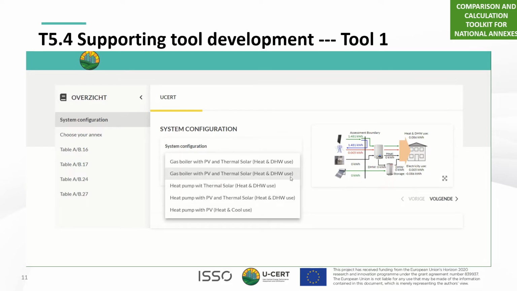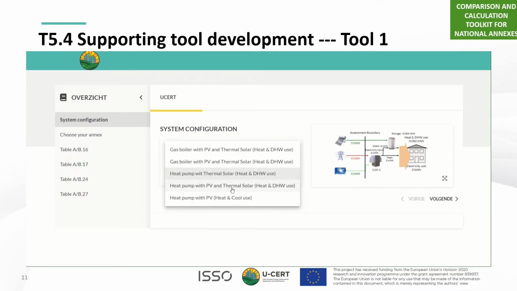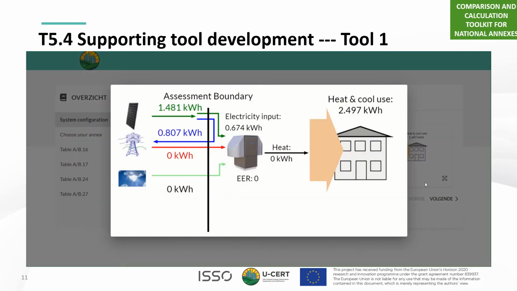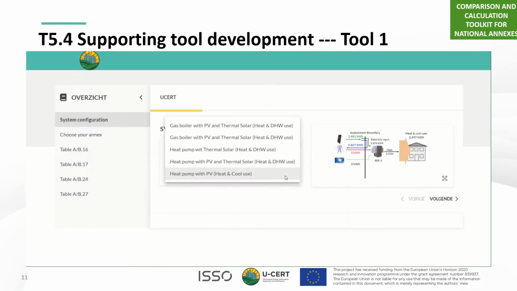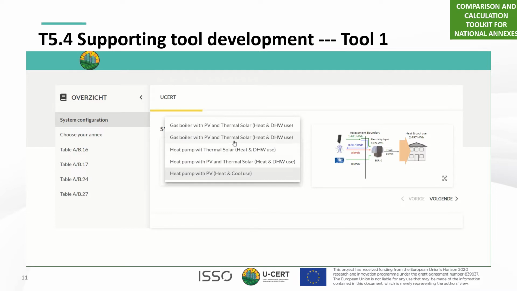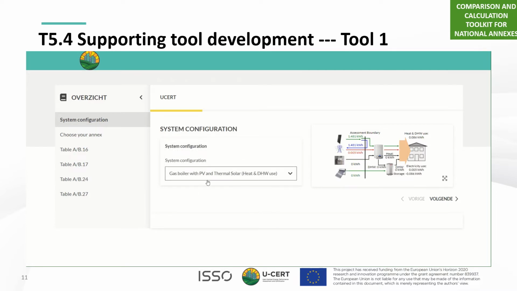As we have already seen, we have this collection of combinations of technical systems that can be composed by a gas boiler or a heat pump with photovoltaic panels and thermal solar collectors. By changing the combination of the technical systems, we get the corresponding results in the picture here on the right. This combination of technical systems satisfies the heating and domestic hot water needs of the building as well as the heating and cooling needs of the building. Let's start from the gas boiler with photovoltaic panels and thermal solar collectors.